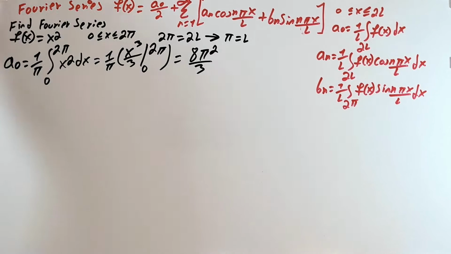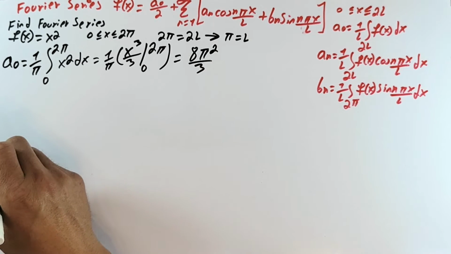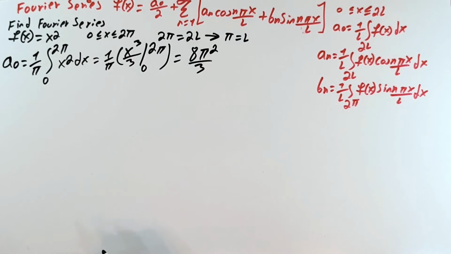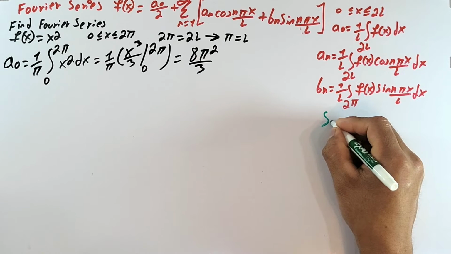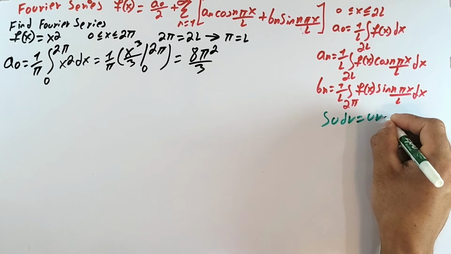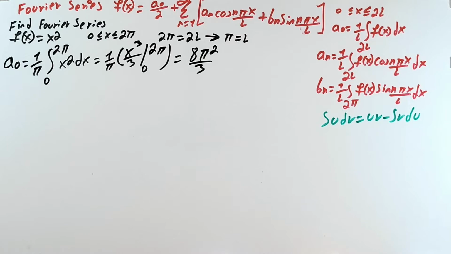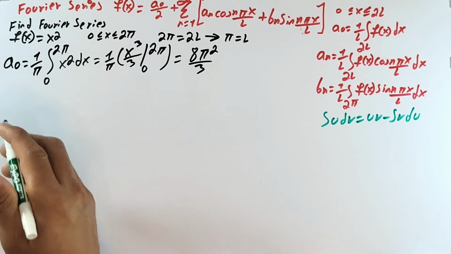Now what is an? For an we use this other formula, and it's gonna be a little bit long, so you have to be patient and try not to make mistakes, because we're gonna use integration by parts twice. Integration by parts is given by this formula: integral of u dv equals u times v minus integral of v du. Like I said, we're gonna do this twice, and you have to be careful not to make mistakes.